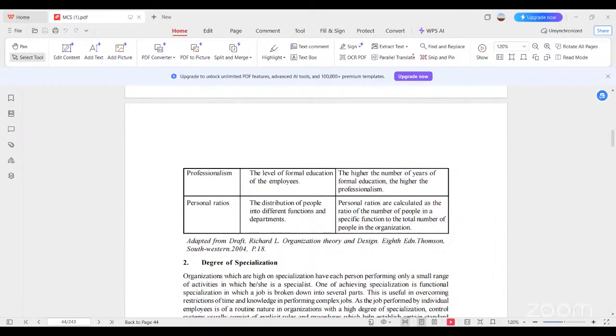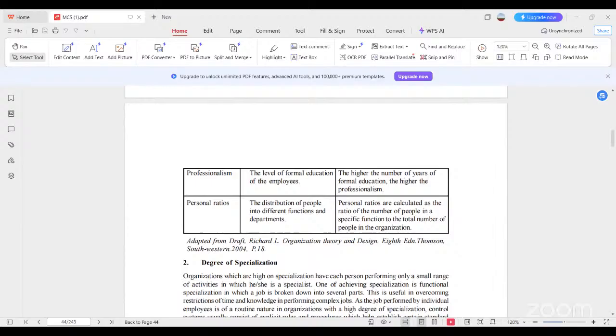Coming towards formalization. Formalization, in simple words, you can say, is following rules and procedures. That means we are referring to written rules, whatever policies are being organized or followed, and then the standard operating procedures. Now, high formalization: when we adopt high formalization in our organization, you will have better control, but less creativity. Examples are your banks and your insurance companies.